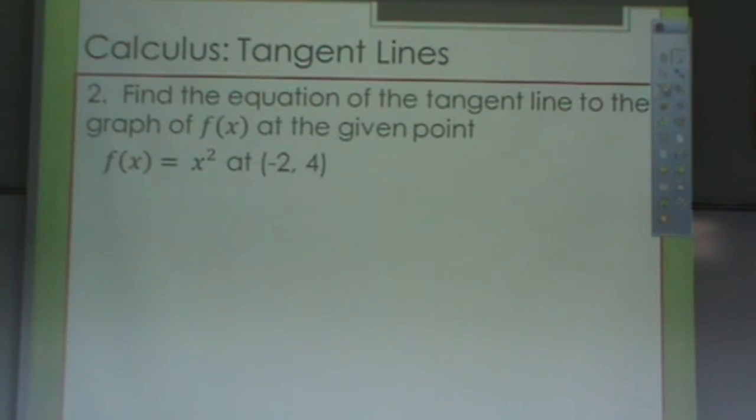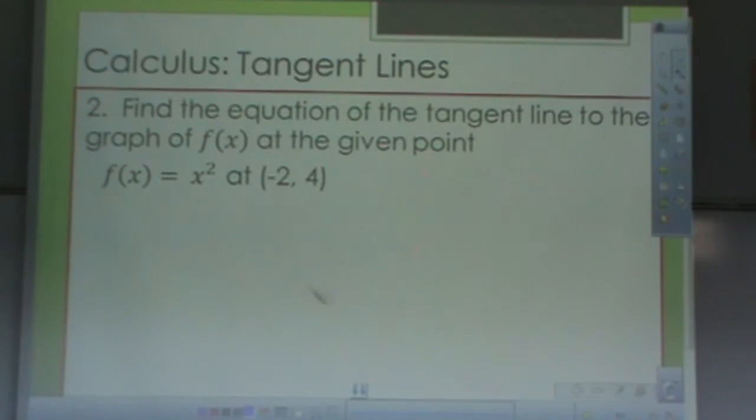So we're actually going to start out the same way that we did on problem number 1. Before I can find an equation of a line, I need to know what the slope of that line is. In order to find slope, that requires me to do a derivative. So step 1, again, would be find the derivative of my function. So find f prime of x.